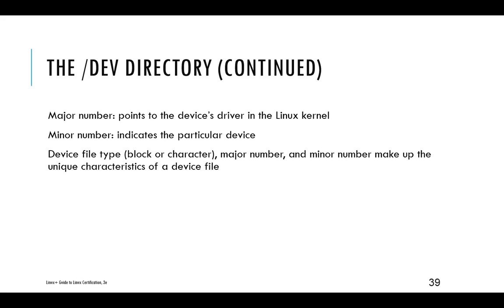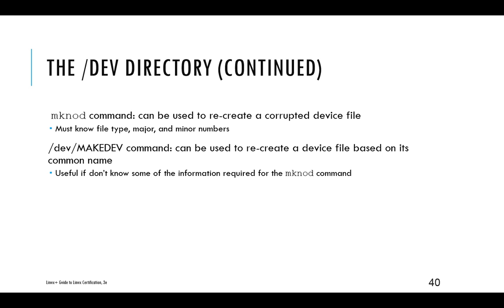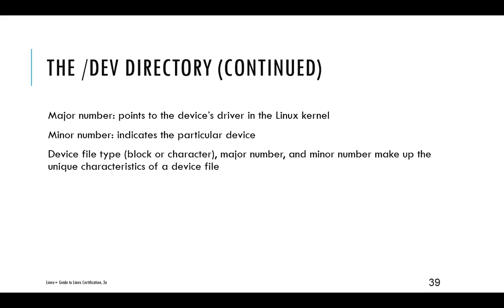Here's a question you'll see quite a bit. Underneath the dev directory, or the device directory, you're going to have a major number, a minor number, and a device file type, okay? The major number points to the device driver in the Linux kernel. The minor number points to that particular device. The device file type, major number, and minor number make up the characteristics of that device. How do we... oh, never mind, make dev. Sorry, I thought we were still in dev.